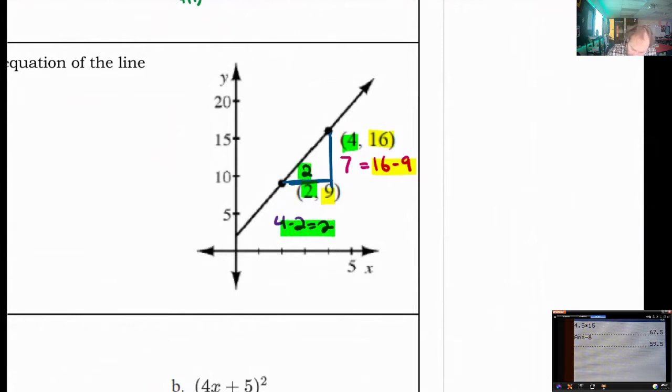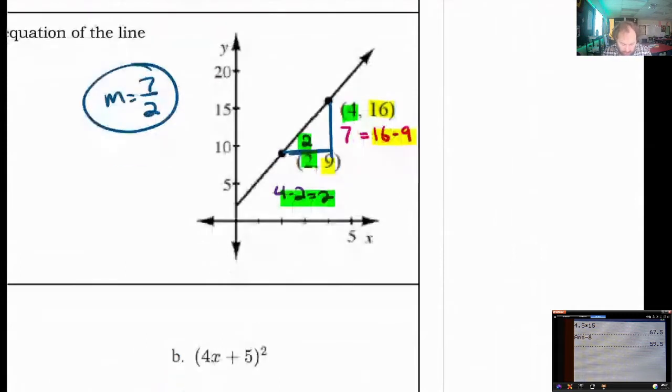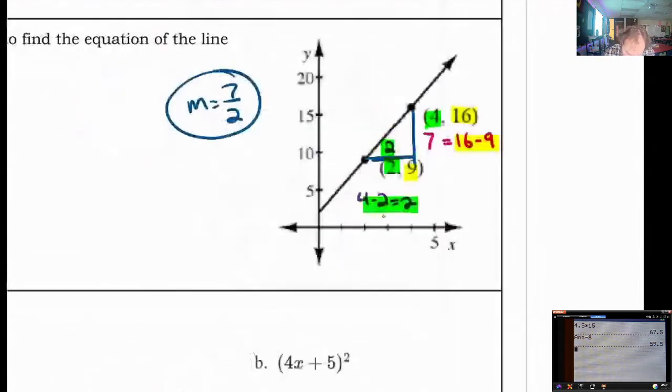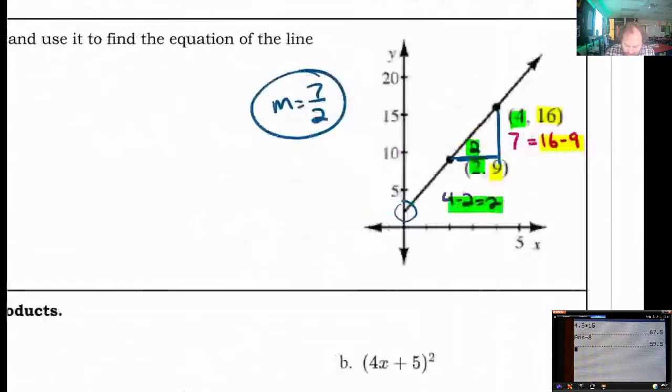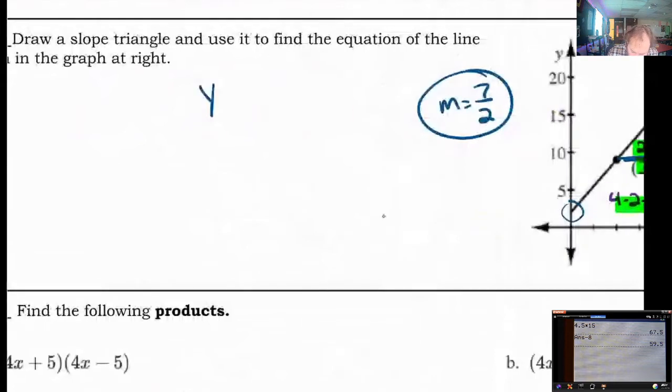So the slope is going to be 7 over 2. M equals 7 divided by 2. That's the change in y divided by the change in x. As far as the equation goes, we might need to find the y-intercept. That's the missing piece of this. We know it's going to be y equals 7 over 2x plus something. We'll leave that as b for now.